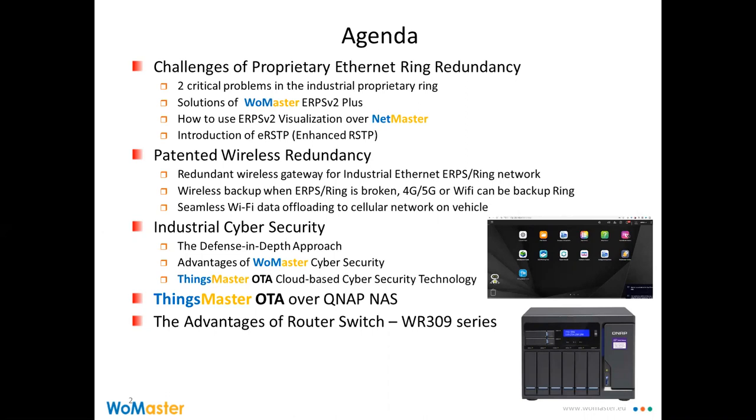The next topic I will introduce is the patented wireless redundancy. We have 3 patents for Womaster, including a redundant wireless gateway for industrial Ethernet ring network, and a wireless backup when the ERPS ring is broken, where 4G, 5G, or Wi-Fi can be the backup ring. It also includes seamless Wi-Fi data uploading to serial network on vehicle.